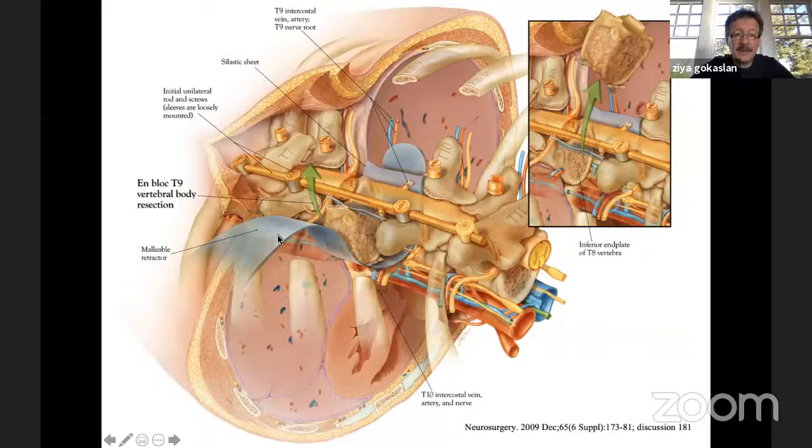You can use a malleable retractor that I use in one case. We can use a silastic sheet here to protect the structures anteriorly. But again, these are the intercostal vessels that serve as a highway for you to find this plane.